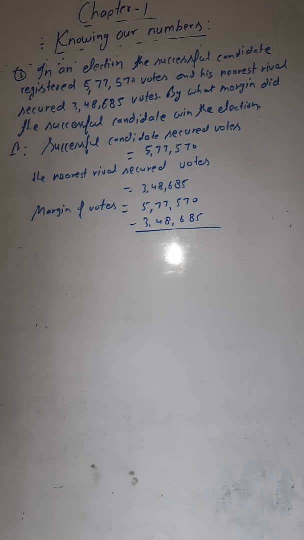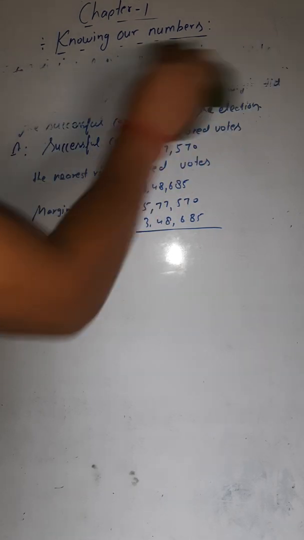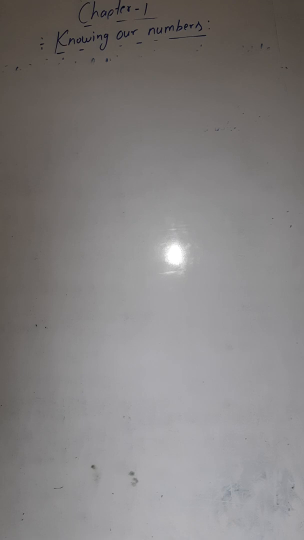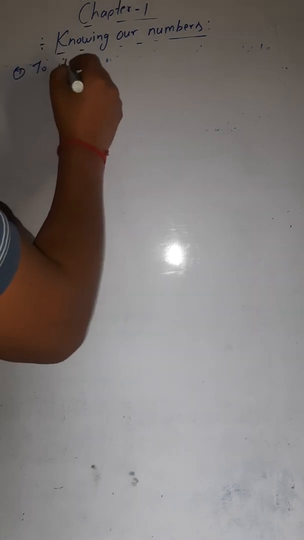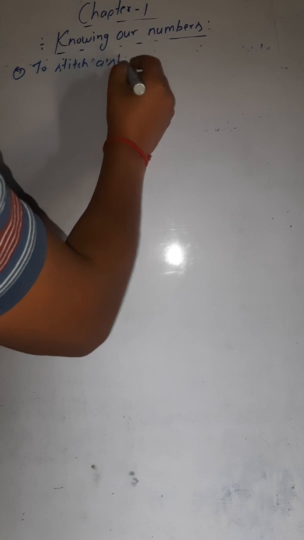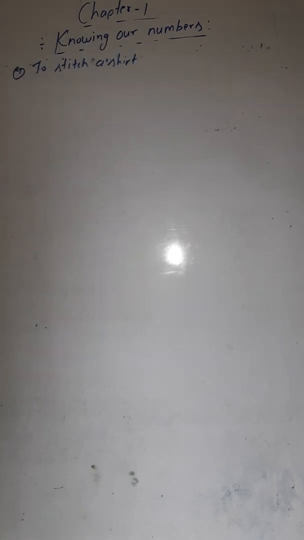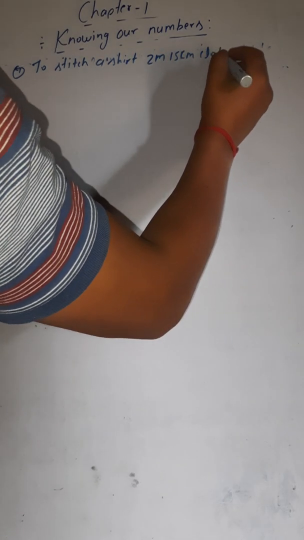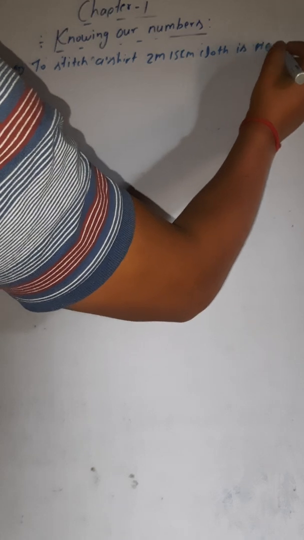Now the next question, just note it down, keep noting down. The next question, that would be the fourth one for today. To stitch a shirt, 2 meter 15 centimeter cloth is needed.